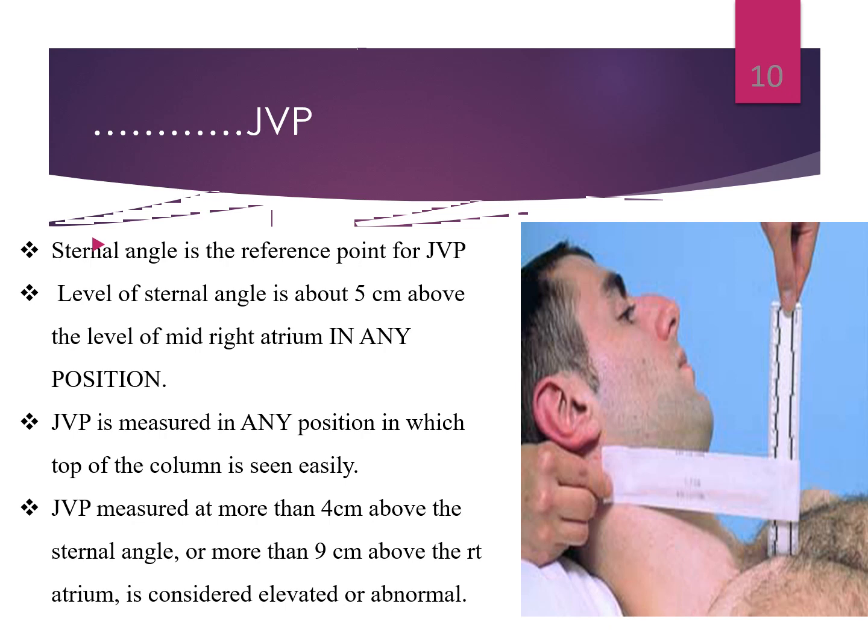JVP measured at more than 4 cm above the sternal angle, or more than 9 cm above the right atrium, is considered elevated or abnormal.